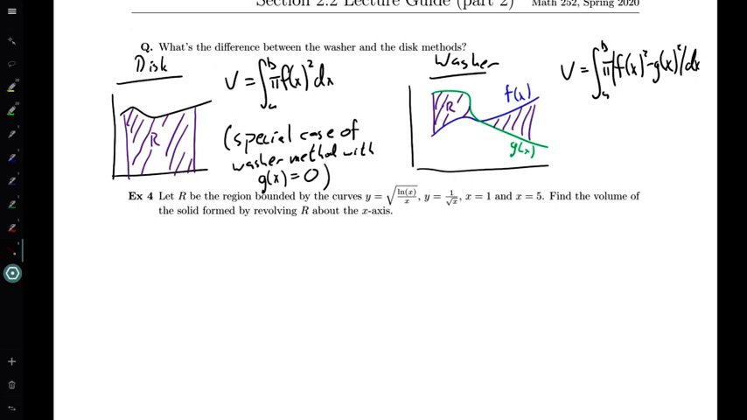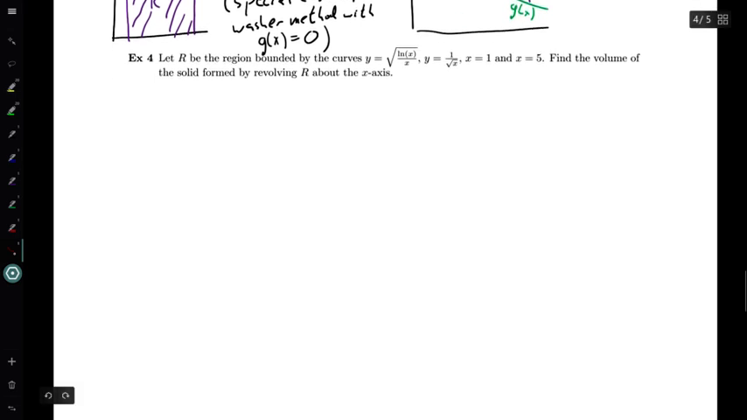Great. So let's do a couple examples now. Let R be the region bounded by the curves y equals root log x over x, and y equals 1 over root x, x equals 1, and x equals 5. We want to find the volume of the solid formed by revolving R about the x-axis.